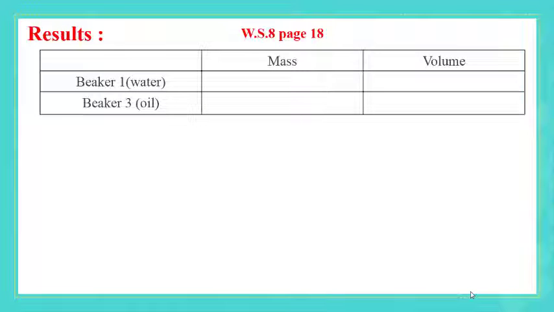Very good. So, at the beginning, what is the volume of water contained in beaker 1? The volume of water was given from experiment 1, so 50 milliliter. What is the volume of oil contained in beaker 3? 50 milliliter also. What is the mass of 50 milliliter of water contained in beaker 1? 120 gram. What is the mass of 50 milliliter oil contained in beaker 3? 110 gram. Are your answers correct?